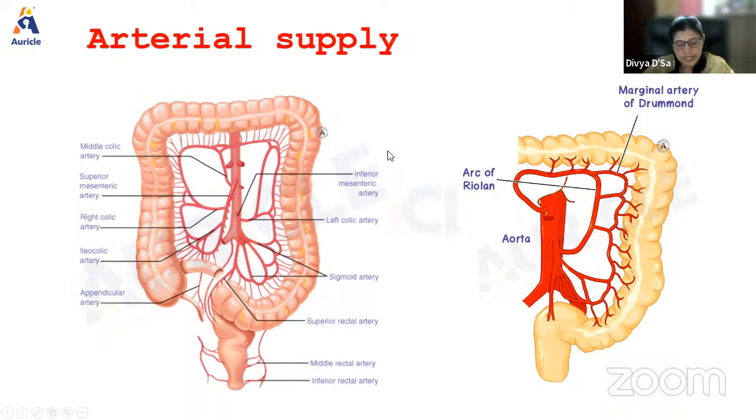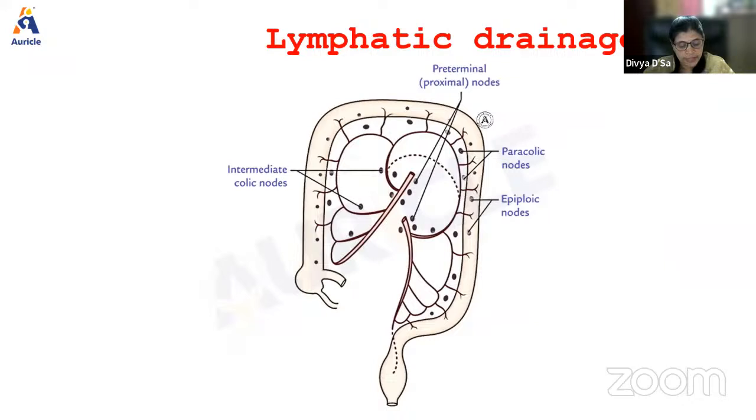Okay, so venous drainage is basically into the superior and inferior mesenteric veins, which follow the direction of the corresponding arteries. Lymphatic drainage: from the right 2/3, it drains into the superior mesenteric group of lymph nodes, and from the left 1/3 into the inferior mesenteric group of lymph nodes. Within the mesentery there are smaller nodes, the paracolic nodes, epicolic nodes, and intermediate colic nodes. From these, it ultimately goes to the superior and inferior mesenteric groups of lymph nodes.